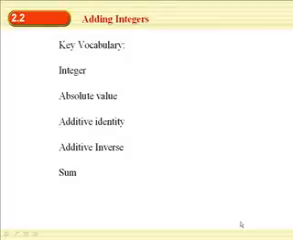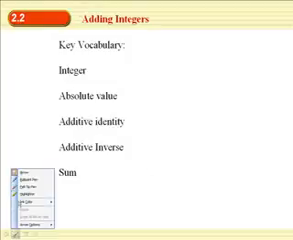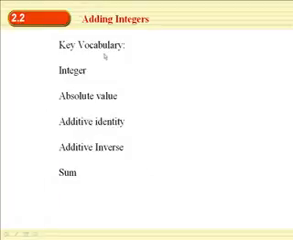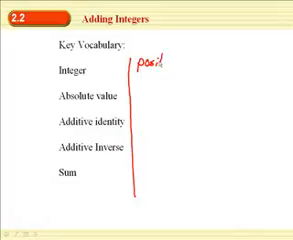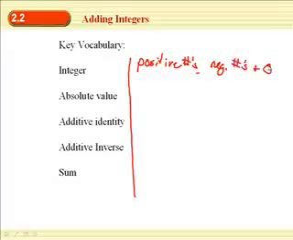All right, this is 8th grade math, adding integers 2.2, which is page 63 in your book. We have some more key vocabulary. I believe integer showed up in the last one for us right here. Integer can be positive numbers, negative numbers, and 0. Remember, 0 is neither negative nor positive.